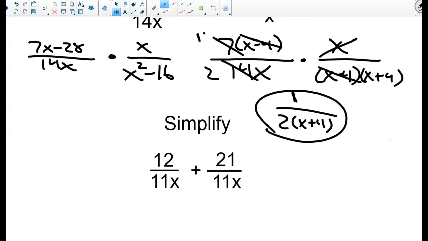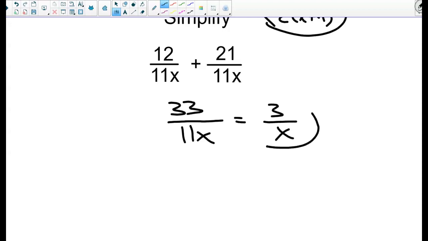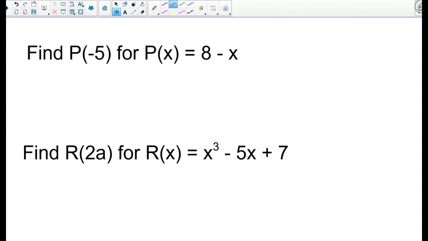This is a gift. They give you a hidden fraction problem with a common denominator. You don't even need to get the common denominator. You just write it down. 12 and 21 is 33, and that reduces to 3 over x. Don't overcomplicate here.